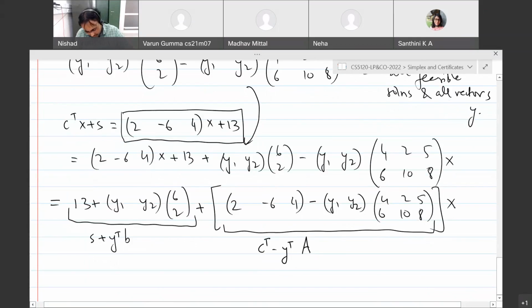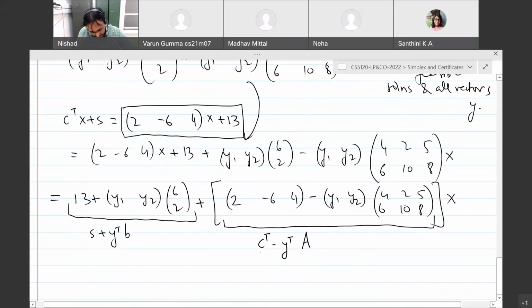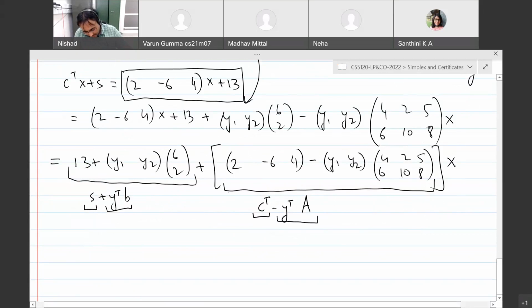Our original function was C transpose X plus S, and all we have done is add a 0 to it. What is our 0? It's Y transpose B minus Y transpose A times X, which we know is always 0 because X is some feasible solution, right? And what we want to do is make sure that if you look at the basic entries in this objective function, you will get exactly the 0 vector.